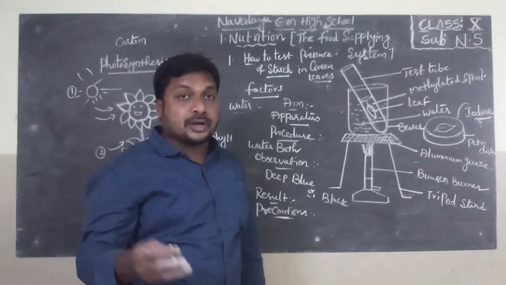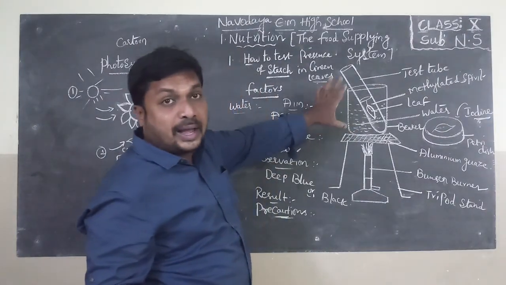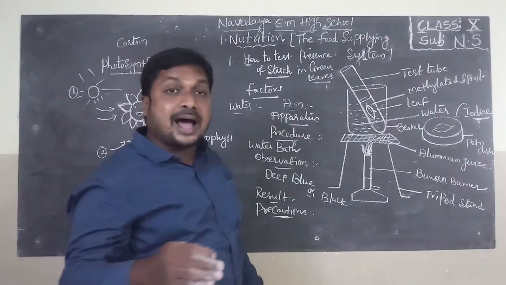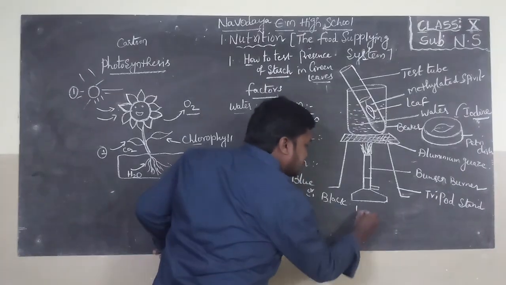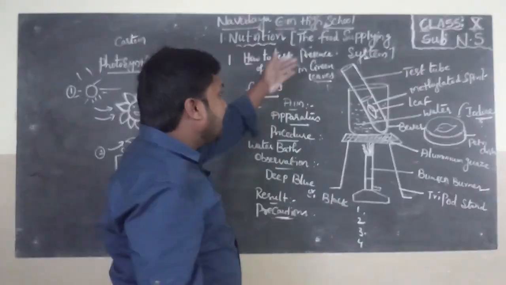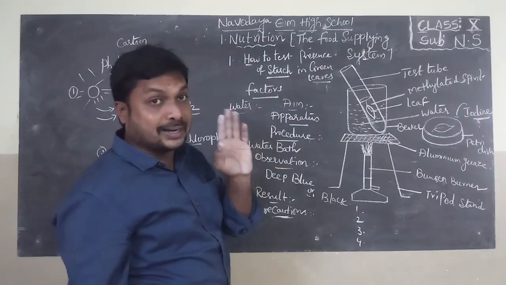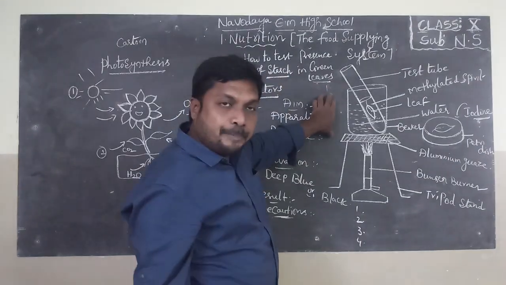Sometimes from the exam point of view they will ask like this. They will give the diagram for you, no need to draw the diagram at that time, and they will ask some questions below the diagram, 1, 2, 3, 4 like this. First they will ask, what is the aim of this experiment? This is very easy. To test presence of starch in green leaves.